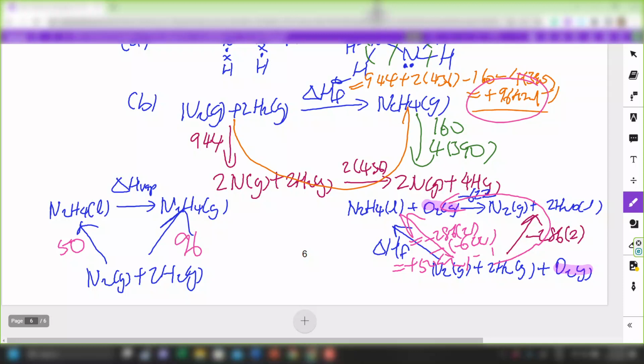So in order to determine the enthalpy change of vaporization, we just need to go like this. That will be equals to minus 50 plus 96, so that will be equals to plus 46 kilojoules per mole. Of course you don't really have to use the cycle to help you solve this. Some of you can straight away get it off the top of your head, and then just plug in the values to be minus 50 plus 96. If you can do that, that is fine also.